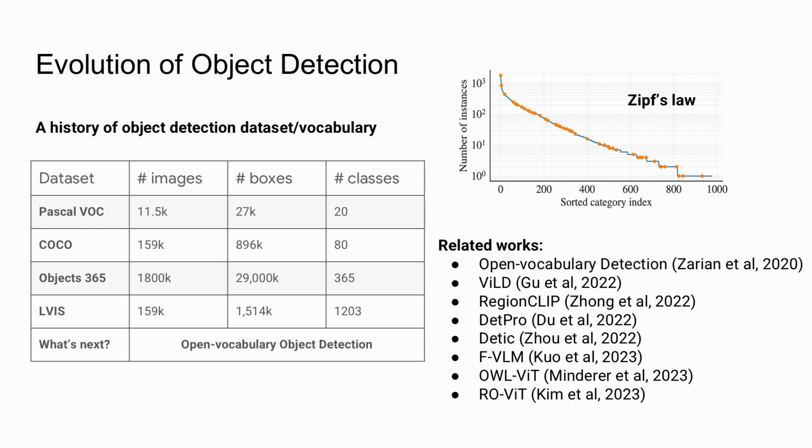As we all know, object detection has been expanding its number of vocabularies from 20 classes of Pascal to 1200 in LVIS. But there still are many more objects in the real world that are not labeled and are novel categories. And it's not feasible to manually scale up the annotations. In response to this, open vocabulary detection was proposed by Zareian et al. in 2020 and followed by many others.